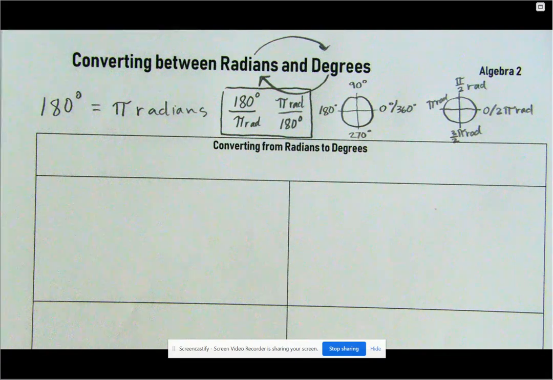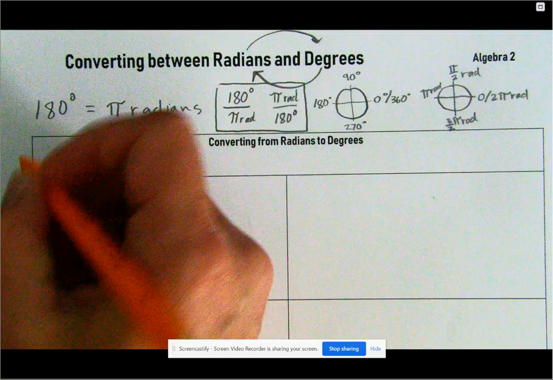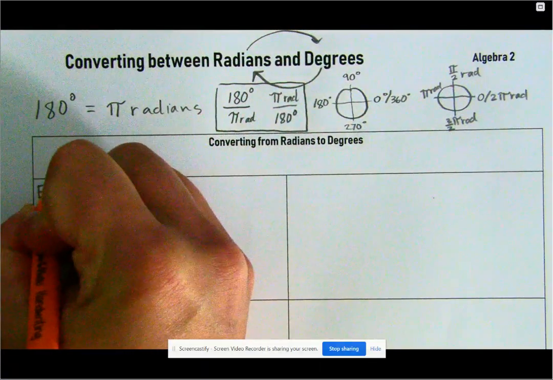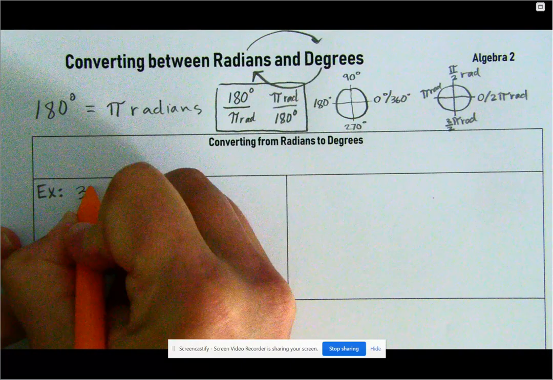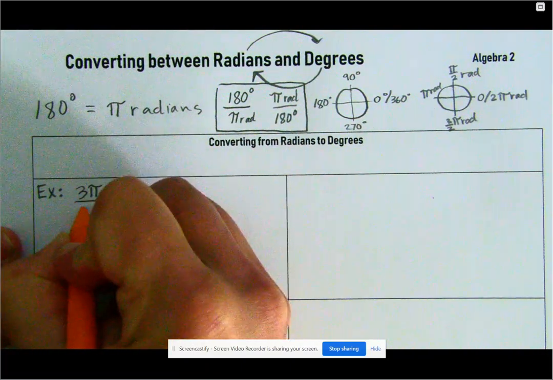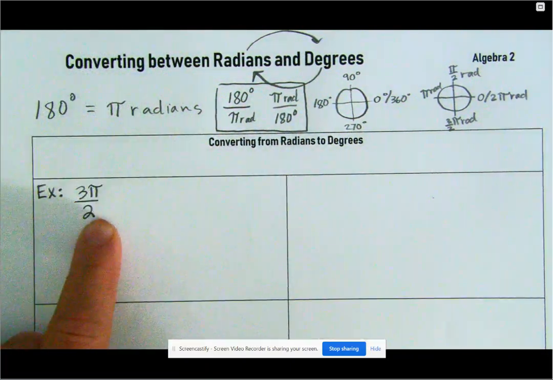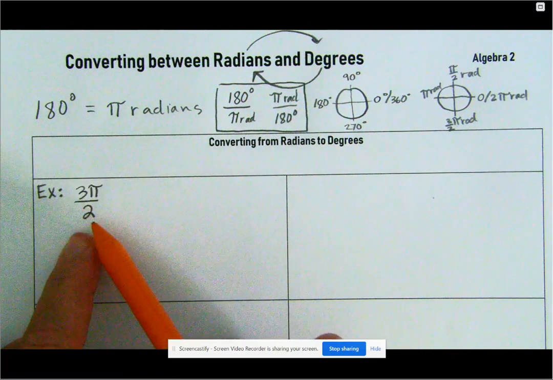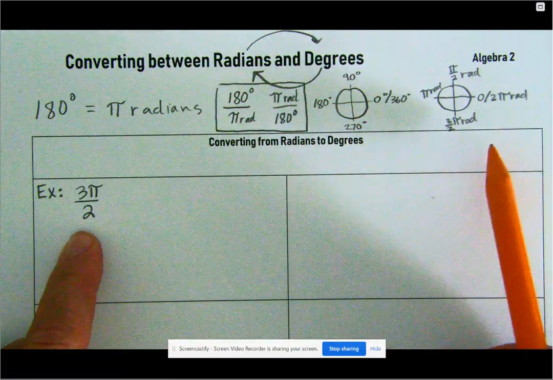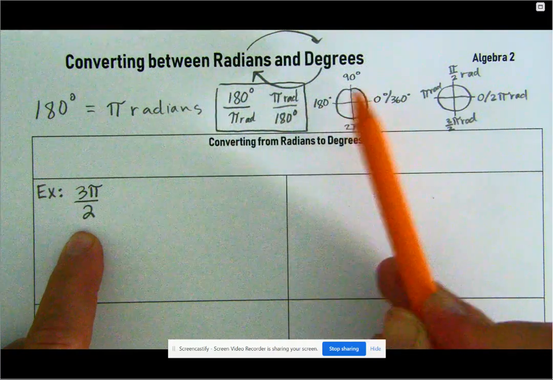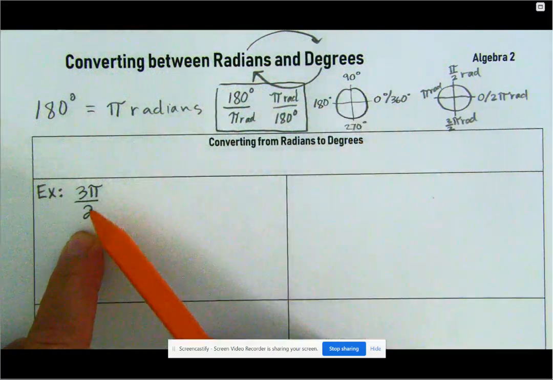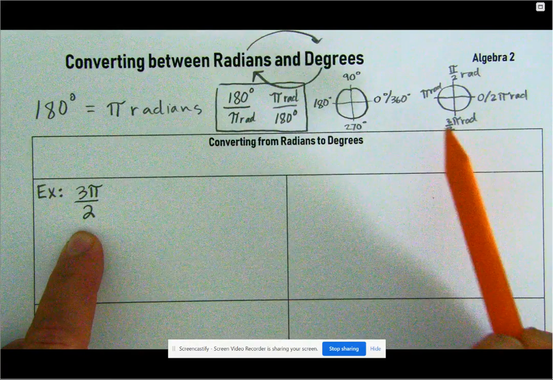When we're converting from radians to degrees, let's start with an easy one. If we had 3 pi over 2, I tried to pick one that's already on our circle, to see if this is already on the circle that I know. 3 halves pi radians. Ooh, that looks like it's 270. Let's see what conversion factor we could use to mathematically get there without just looking.